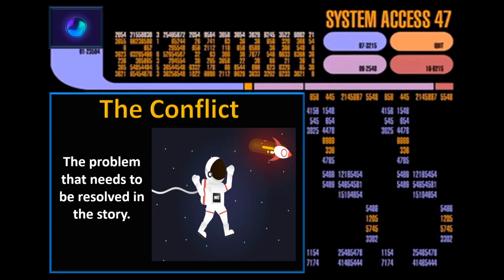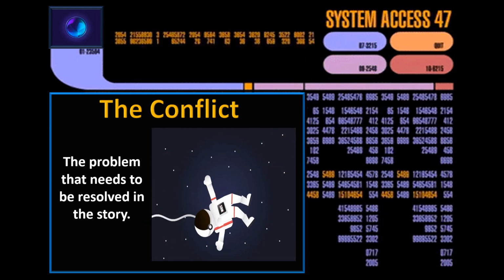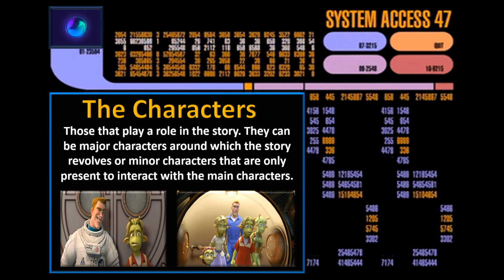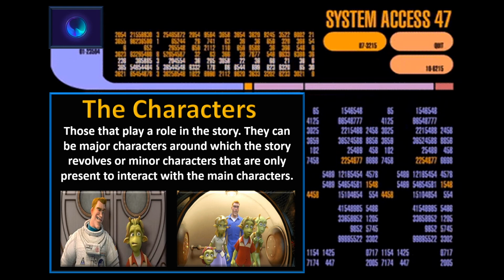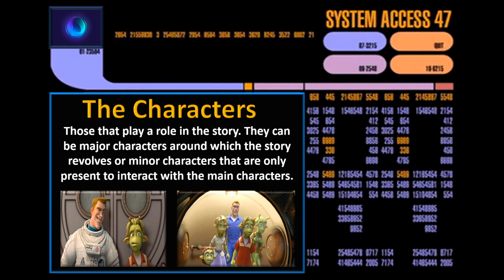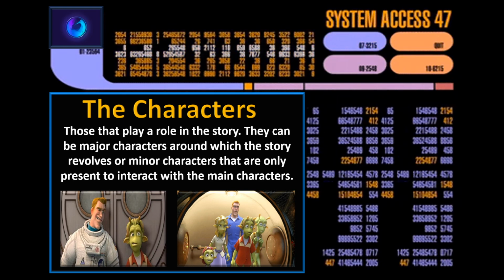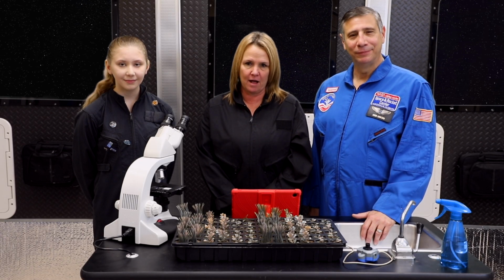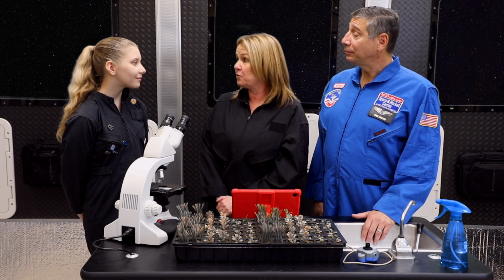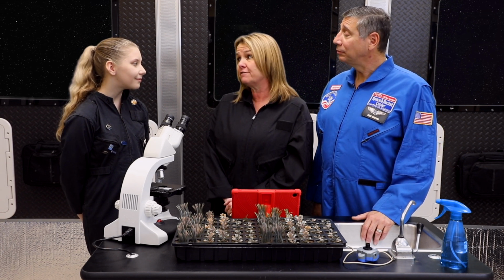The conflict is the problem that needs to be resolved. The characters are those that play a role in the story. They can be major characters around which the story revolves, or minor characters that are only present to interact with the main characters. Thank you, Aurora. That was very helpful. I guess next we need to identify the steps in summarizing fictional text.